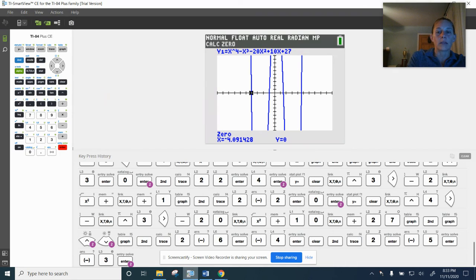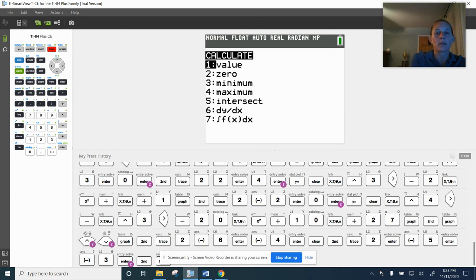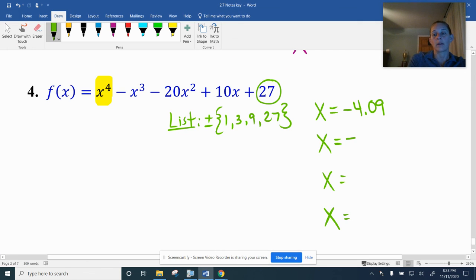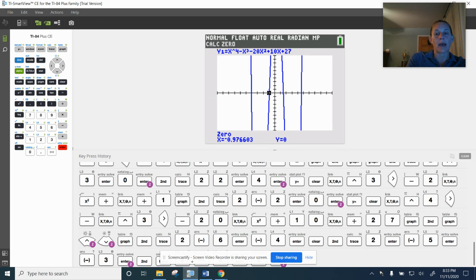Okay, so now we're going to go to the next one. Second trace. Option 2, find the 0. And I'm going to pick my numbers as -2 and 0. So -2 is going to be my left parameter. 0 will be my right parameter. And then I'm going to guess it. -0.976, which would round to -0.98. Back to my calculator again.